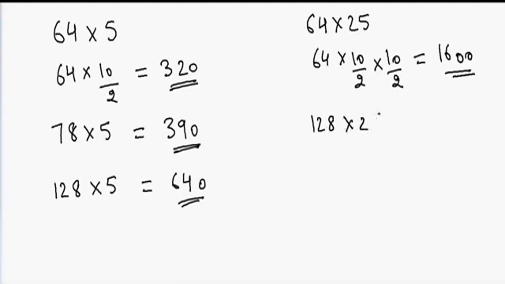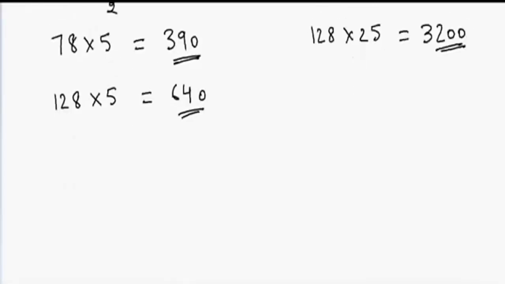Again, if I have 128, I want to multiply by 25. In that case, it will be equal to half of 128 is 64, and half of 64 is 32. It's 3200. Let's go to one more trick.